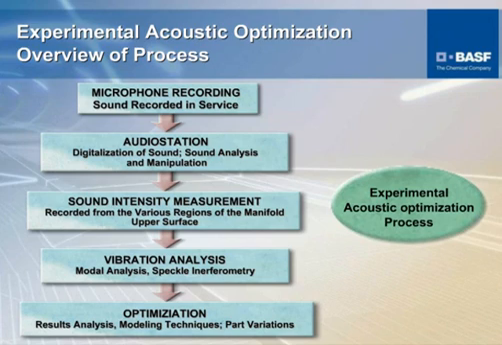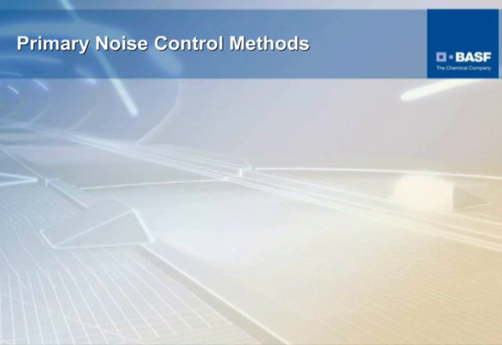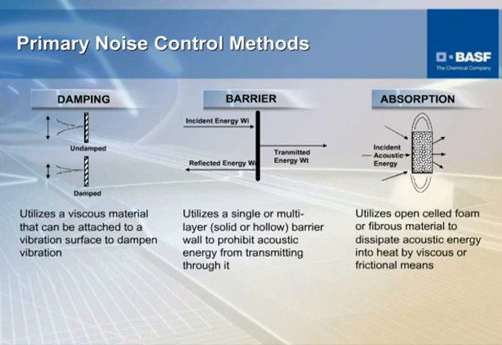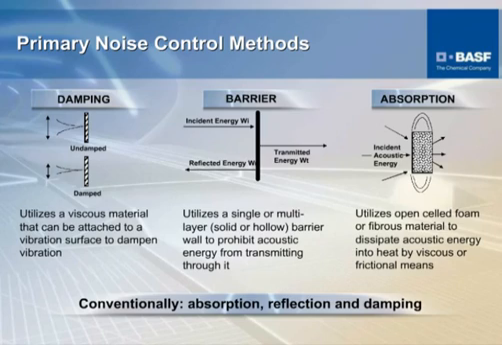And then we can look at the results, employ the correct modeling techniques to reduce part variations that are adequate to reduce the vibration level. There are several prime noise control methods that are mentioned. One of them is damping. Another one is barrier. Another one is absorption, so you have absorbent structures or foams that are laid under some kind of component to reduce the vibration level.